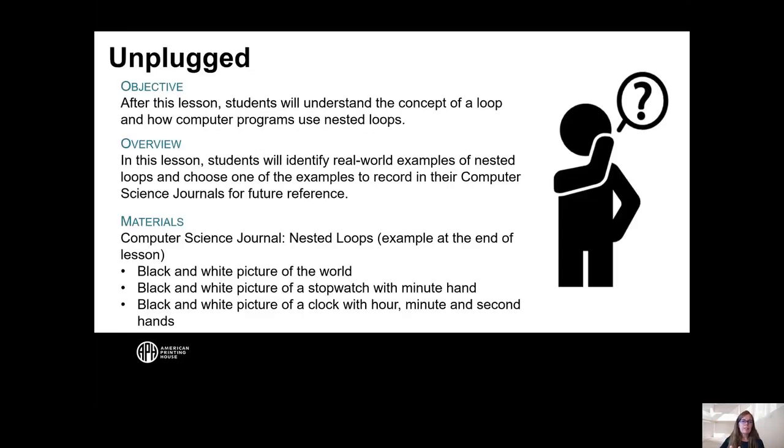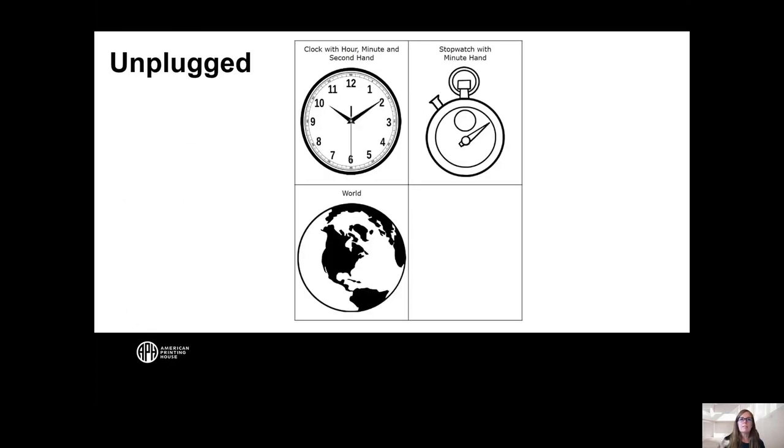So what does this look like? We'll start with our unplugged. And so this is just the beginnings of that understanding of what a nested loop is. What we're going to be using is real-world examples of nested loops, and then students can choose one example that they like and write about it in their computer science journal. And then we'll look at the materials that we'll be using in this lesson.